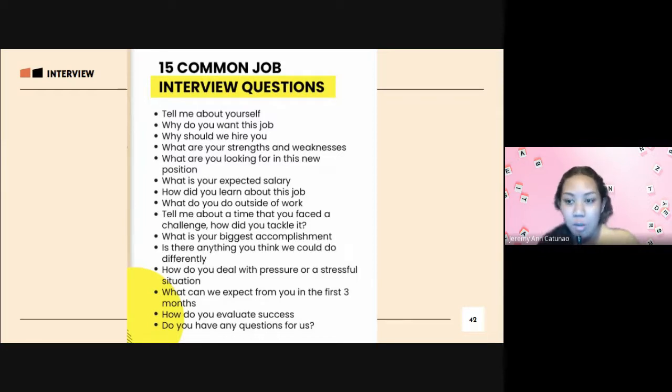Sometimes interviewers let you ask questions for them. So you can ask, what is the usual role? What are the common tasks that you do in your line of work? So you can ask those things. Those are the 15 common job interview questions. I'll also try to link a video, or you can search on YouTube how to answer common questions in terms of interviews. There's a lot of them actually on YouTube.